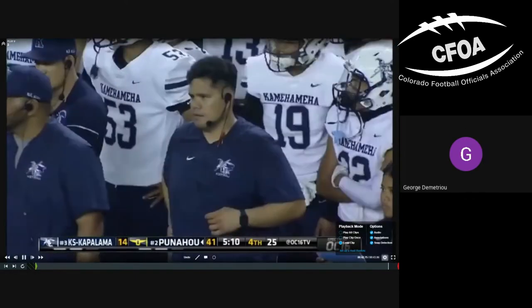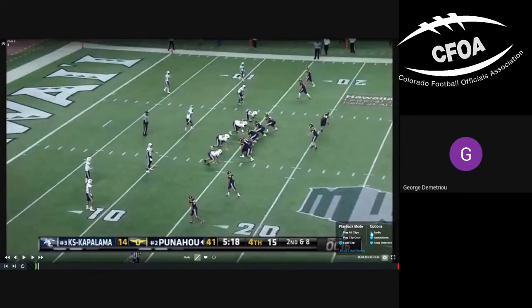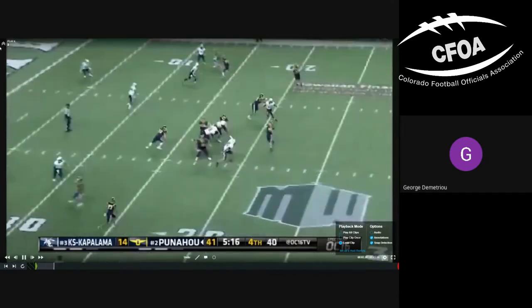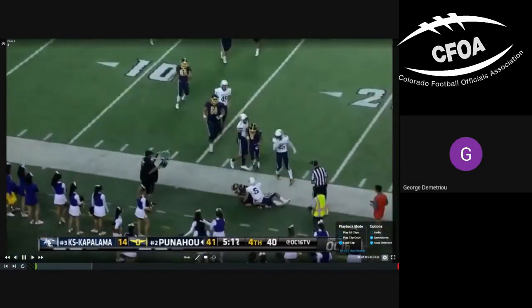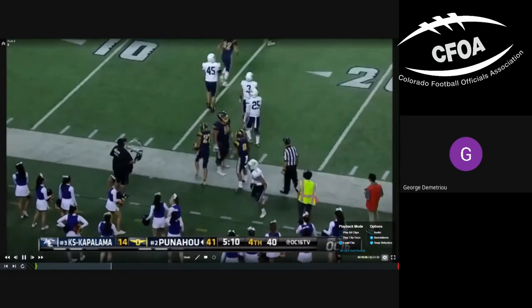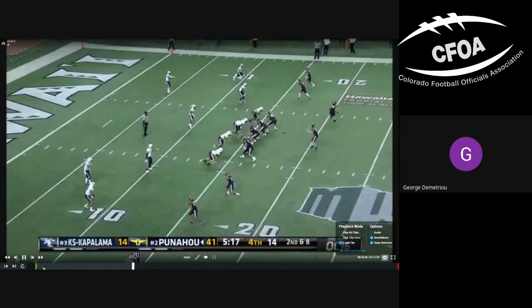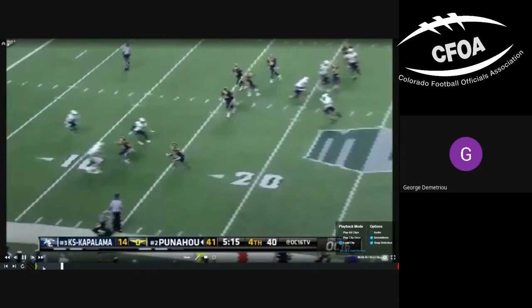Okay, so if we can get away from the crossfield mechanics and talk about the referee's announcement, that's very, very weak. He gave no signaling. He didn't identify the players. He didn't say what the dead ball fouls were. A very, very slipshod announcement.